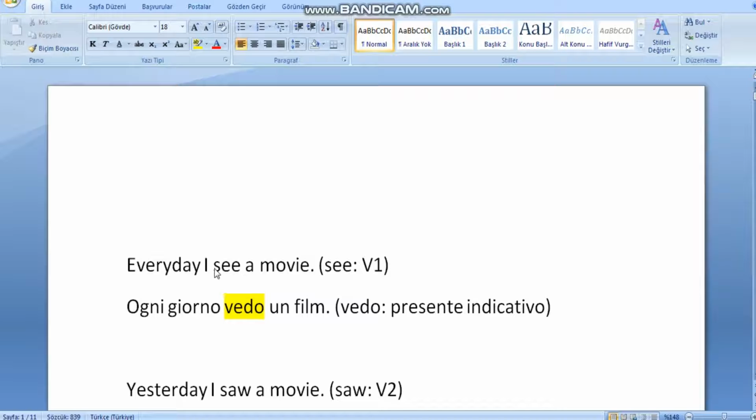Here the verb see is verb 1, which in Italian, vedo, is the presente indicativo del verbo vedere. It's the present indicative form of the verb to see, vedere. And as you can see, this sentence is in simple present tense.